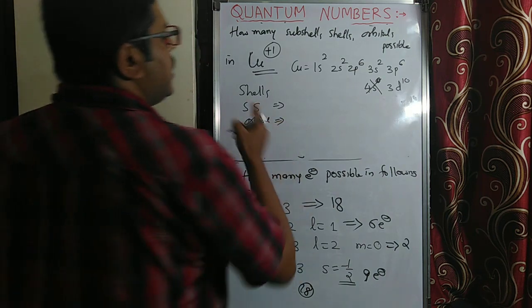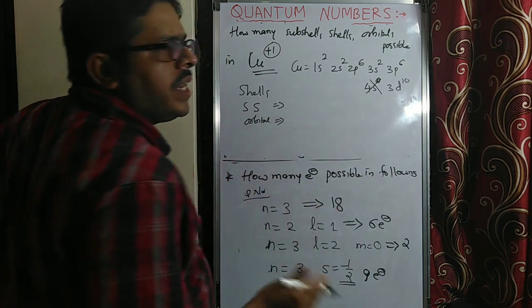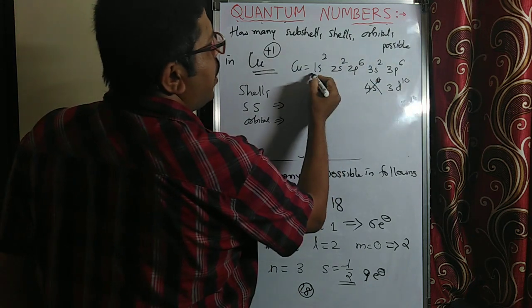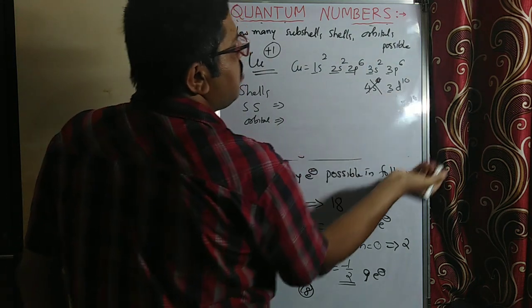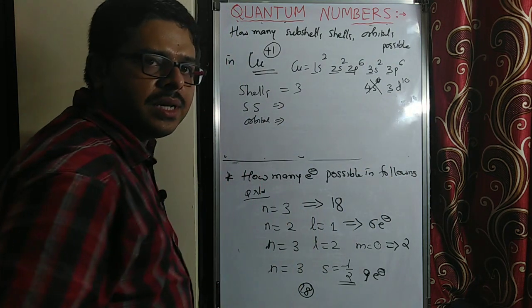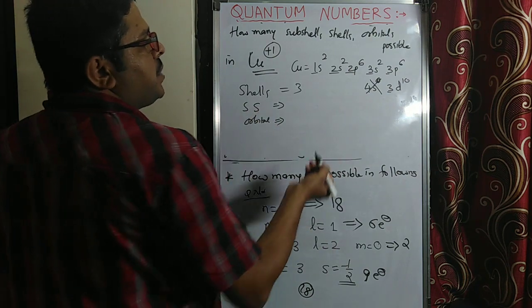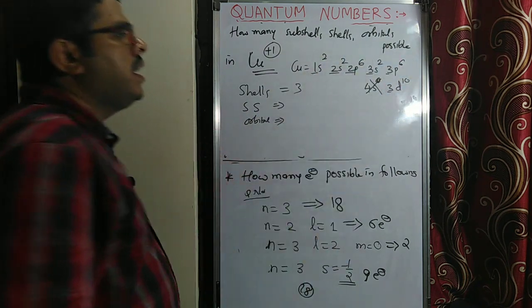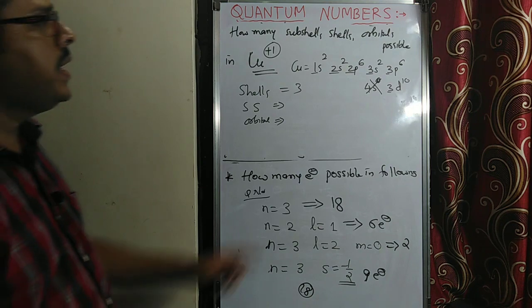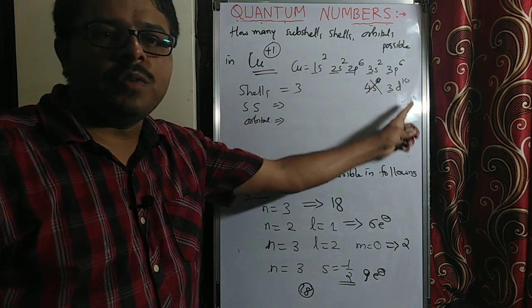Now you can see. Shells: the shell number is very simple. You see the numbers 1, 2, 3. Maximum is equal to 3. Very simple. Now, subshell. Whatever configuration you have written is the subshell configuration only. Remember, it is not the orbital configuration, it is the subshell configuration.